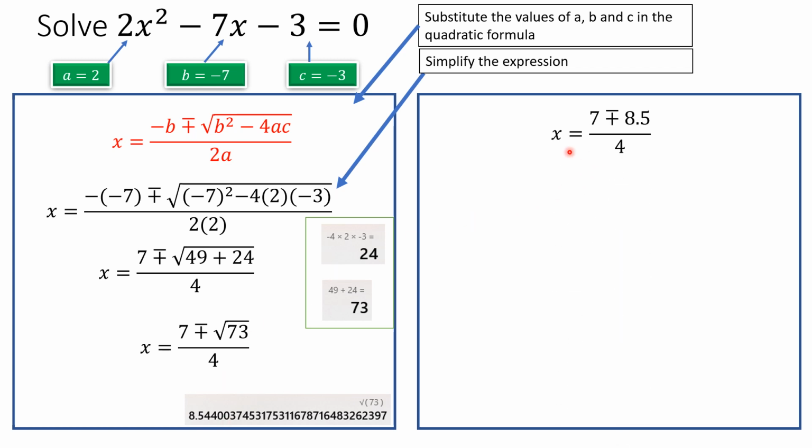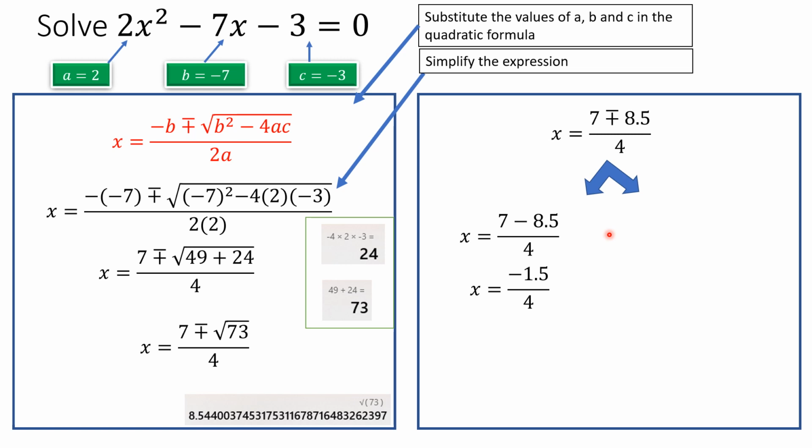So x is equal to 7 plus or minus 8.5, all divided by 4. In this case, we are rounding it off to one decimal place. As I mentioned, here we will have two possible answers because of the plus or minus sign. So x is equal to 7 minus 8.5 divided by 4.